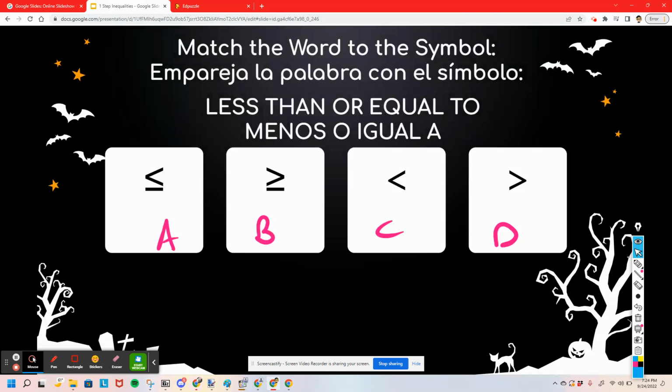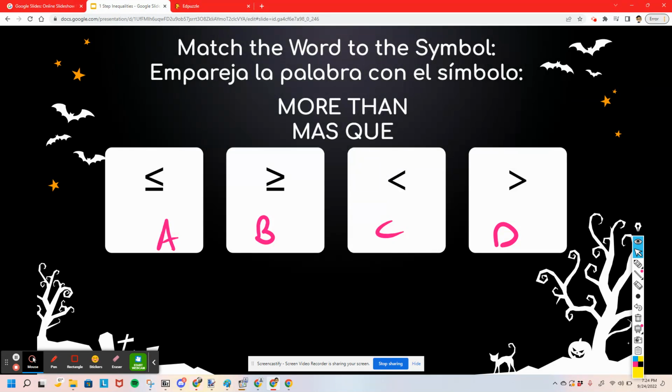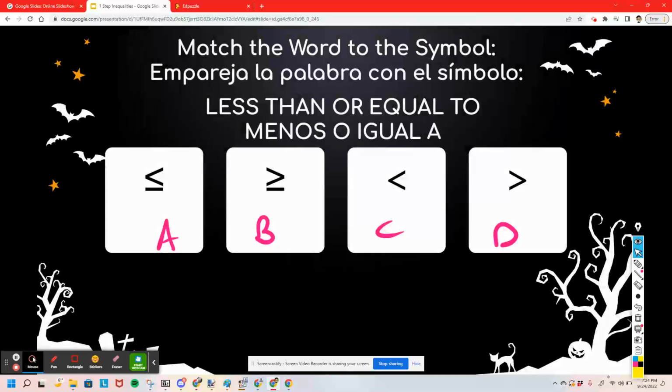All right. How about less than or equal to? Pause again. Less than or equal to is A. It is just like less than, but that underline here lets you know that it is less than or equal to. The equal to is part of it.